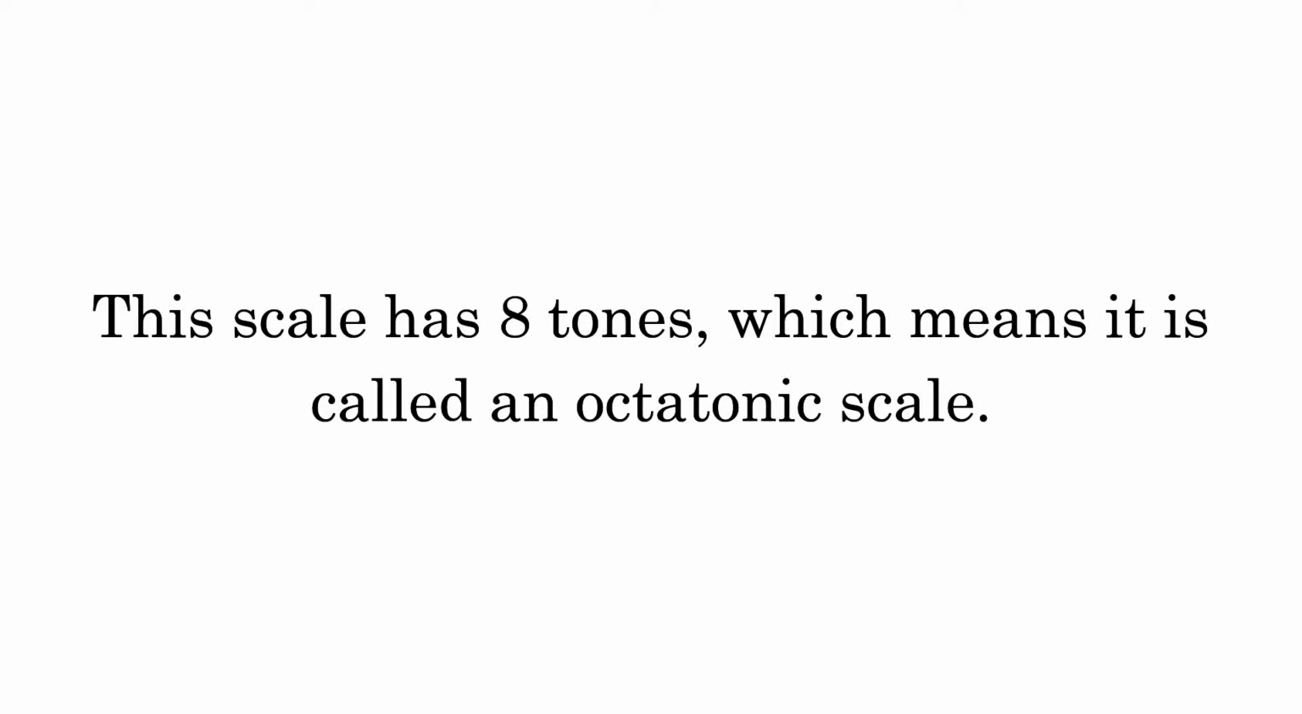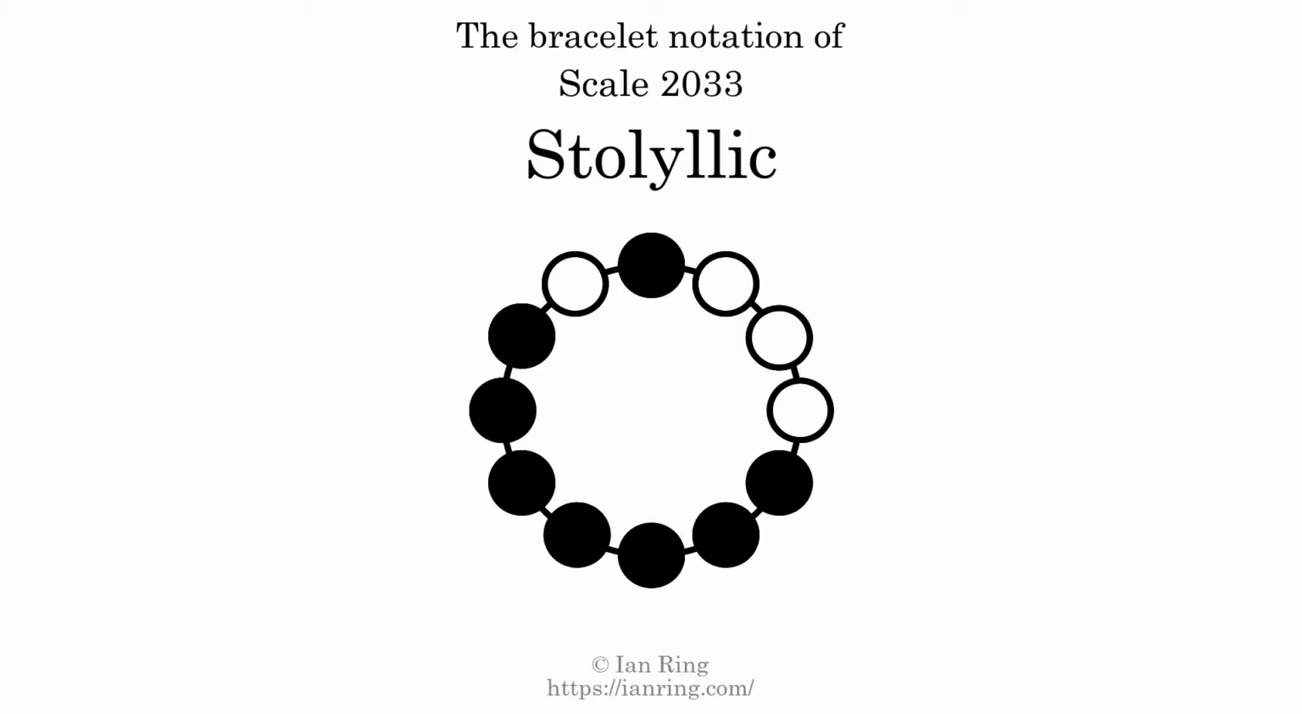This scale has 8 tones, which means it is called an octatonic scale. This is a bracelet notation diagram of Scale 2033. The shaded circles represent tones that appear in the scale, and they are read clockwise, starting at the top.